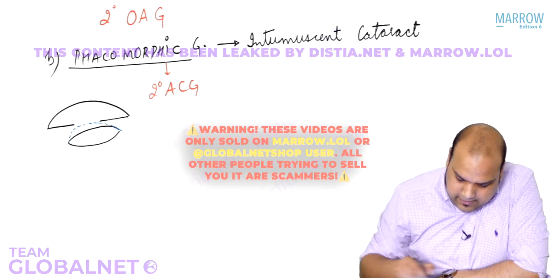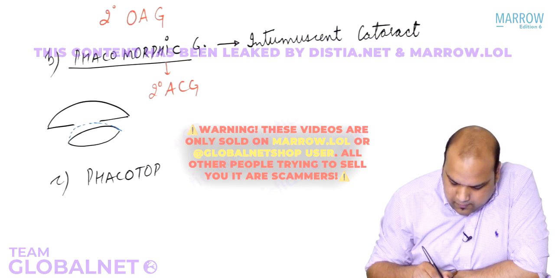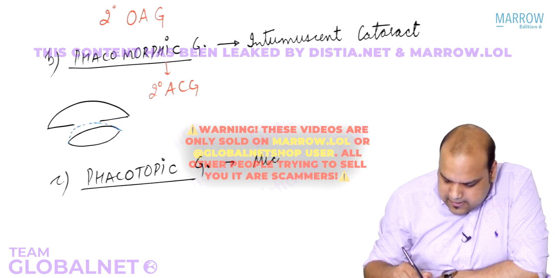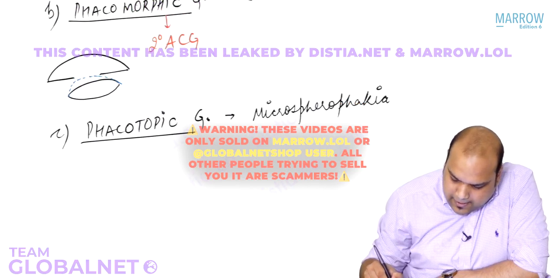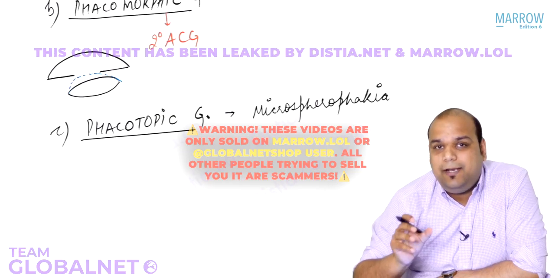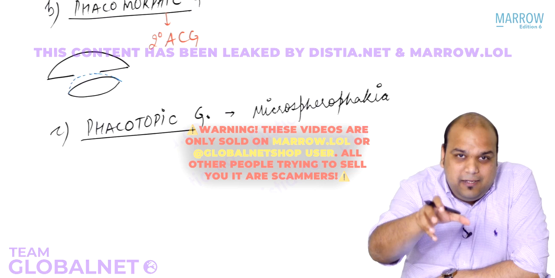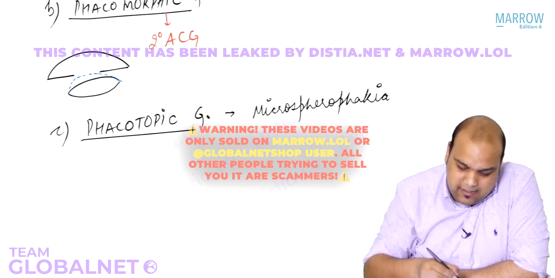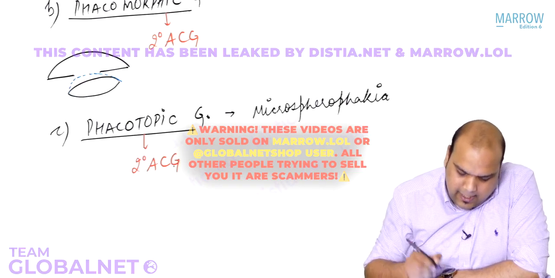Then the third, everybody, is phacotopic glaucoma. This occurs in cases of, again, we have discussed this in the chapter lens, microspherophakia. Microspherophakia, small and round lens. The small and round lens will try to jump through the pupil, everybody. The pupil will catch it. Again, pupillary and lens apposition. So again, it will be a case of secondary angle closure glaucoma.